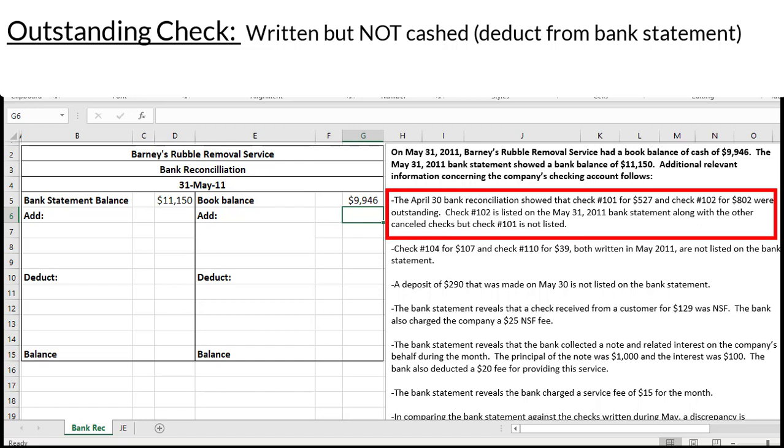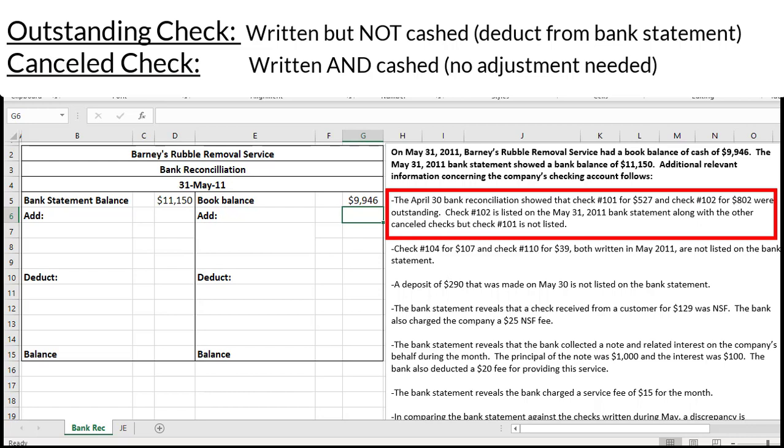The other important term here is a canceled check, which is also a check that's been written by the company, but this one has been cashed. Since the check has been cashed, it will show up on the bank statement, and since the company wrote the check, it will show up on the accounting records. So there's no missing information. Both the bank and the company will have recorded canceled checks, so there's no adjustment needed for them.